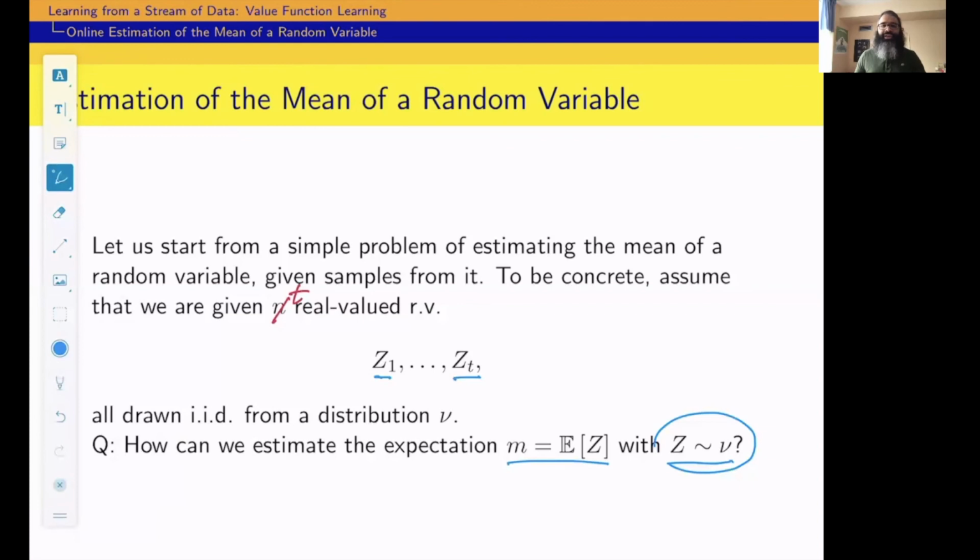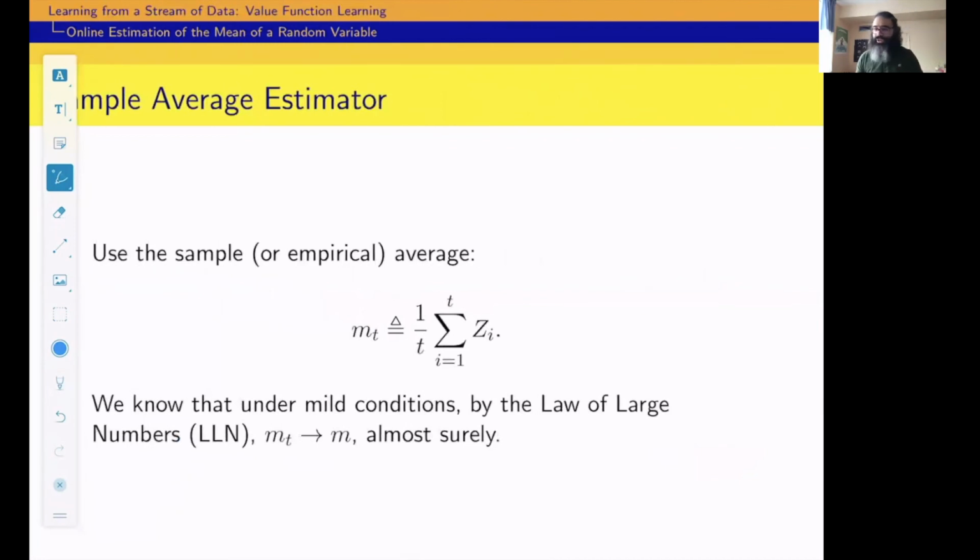Any suggestions here or in chat? Okay, we have one answer in chat, which says that we can use the mean. Yes, we can use the sample mean, take the average of all of them. So define m_t as the sample mean, the sum of all z_i divided by t. And we know that this converges to the true mean because of, say, the law of large numbers.